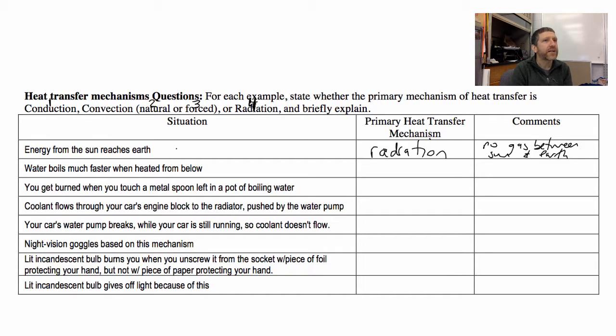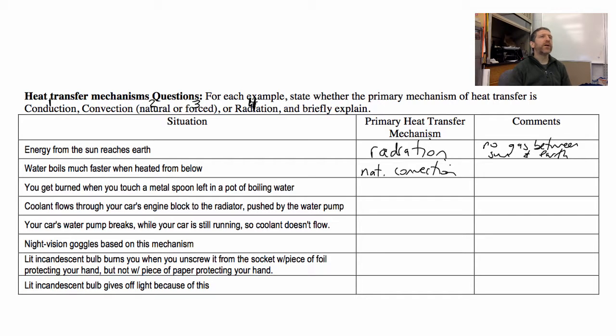Which one is it? You know, you put a flame below it, it heats it up, but then that water rises throughout the whole bucket of water, the whole pot of water. So that is natural convection. You cannot boil water from the top. You get burned when you touch a metal spoon left in a pot of boiling water.